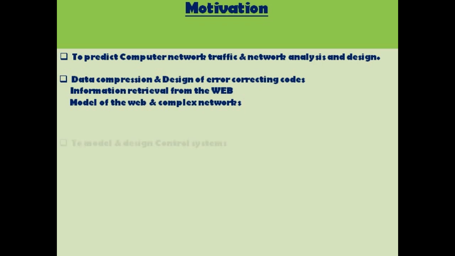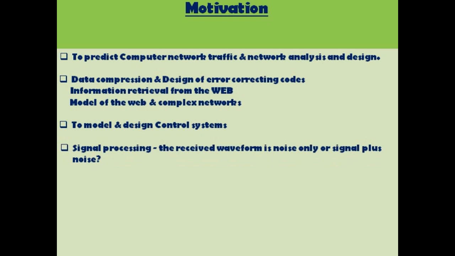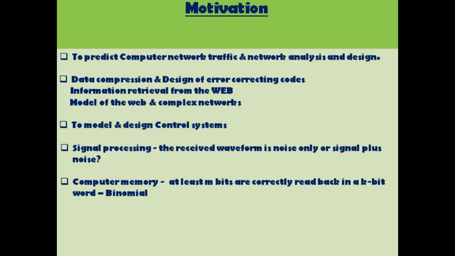on probability theory. Control systems in the real world are subject to random disturbances and noise. Electrical and electronics engineers use probability to model and design such control systems. In signal processing, probability is used to decide whether the waveform received by a radar detection system is noise only or a signal plus noise. And in the design of computer memory to hold k-bit words, what is the probability that at least m bits are correctly read back? This can be well modeled by a binomial random variable.